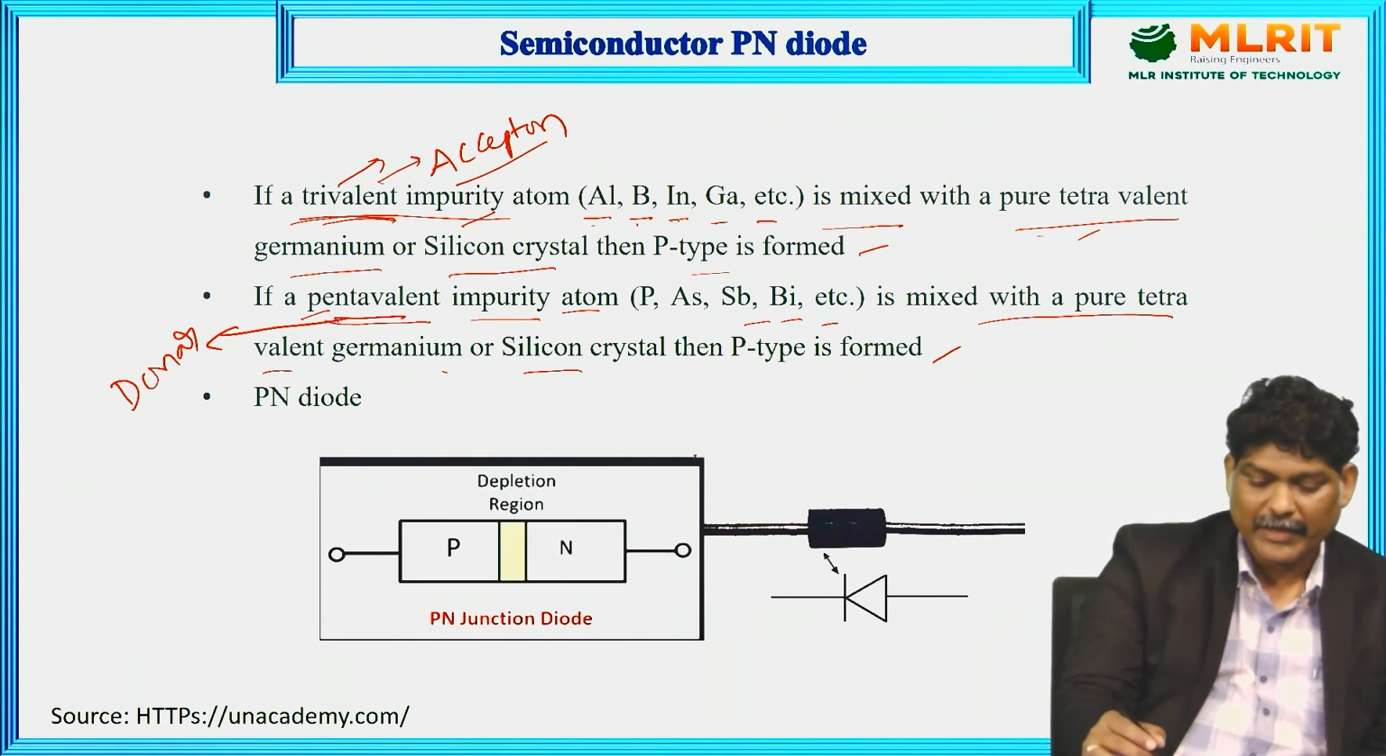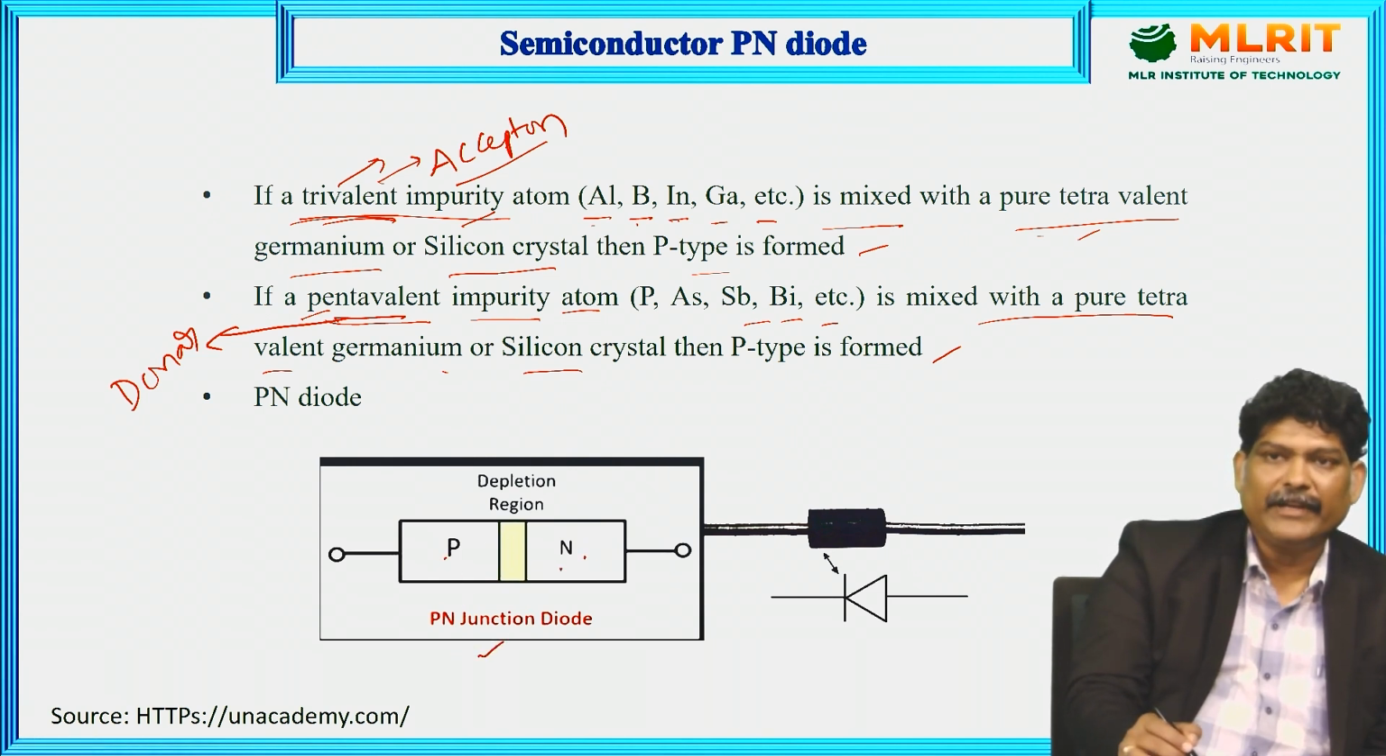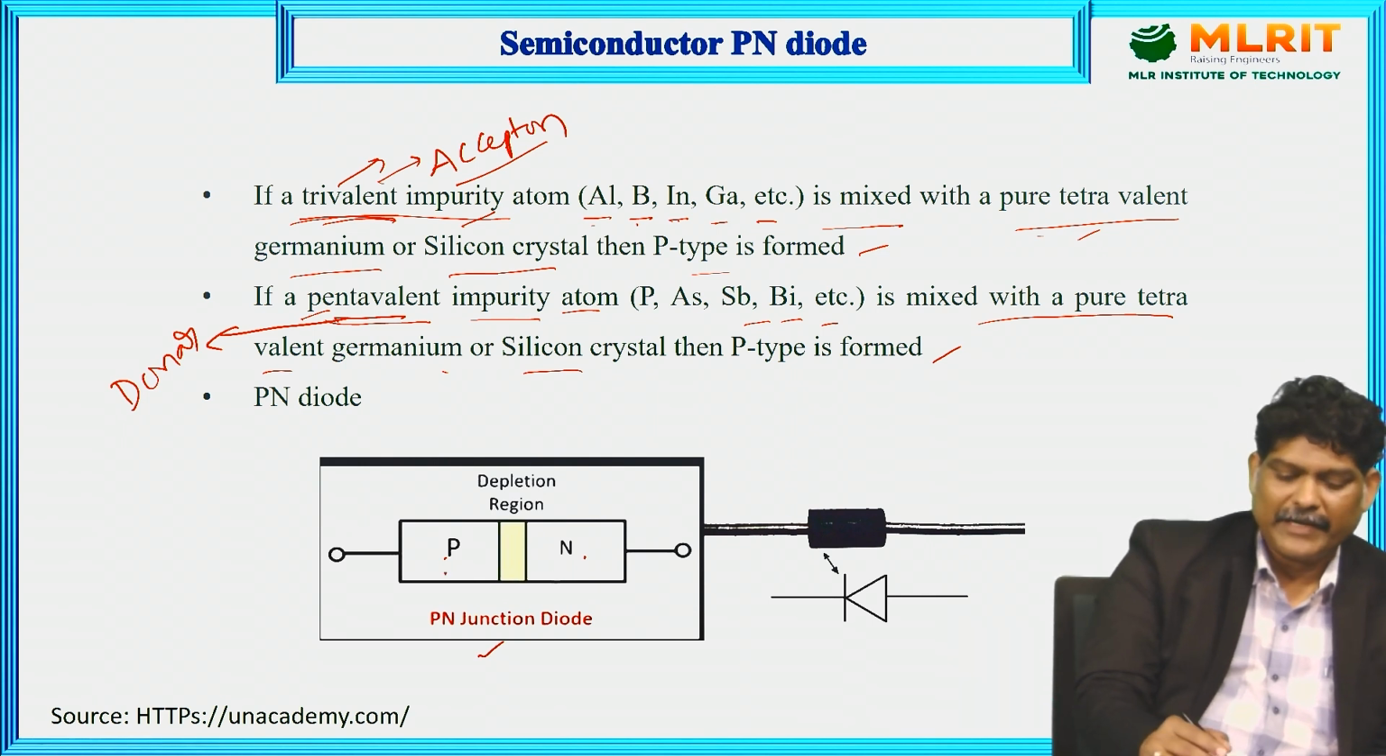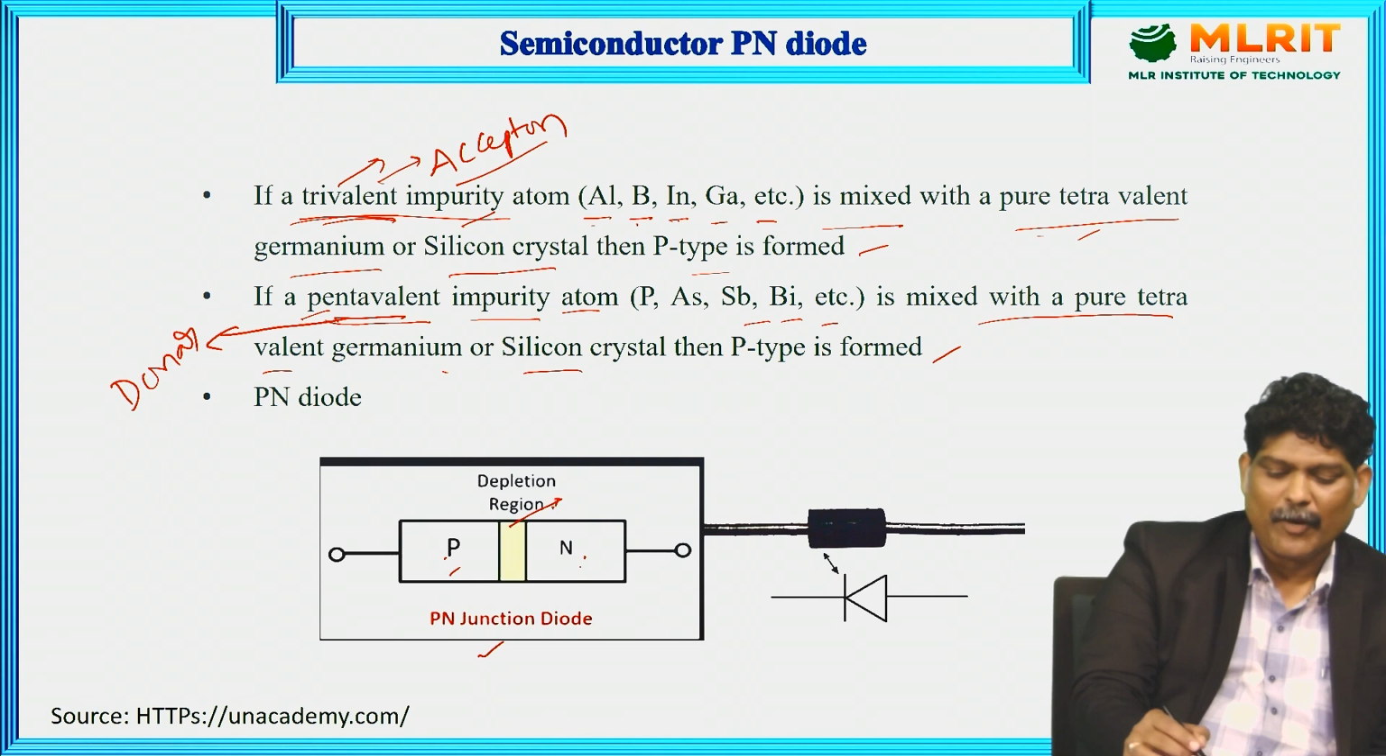So here you can observe the figure, the p-n junction diode. There is p-type material and n-type material, and in between, when you join these two materials, there is a depletion region, which opposes the further flow of electrons from one side to another side.